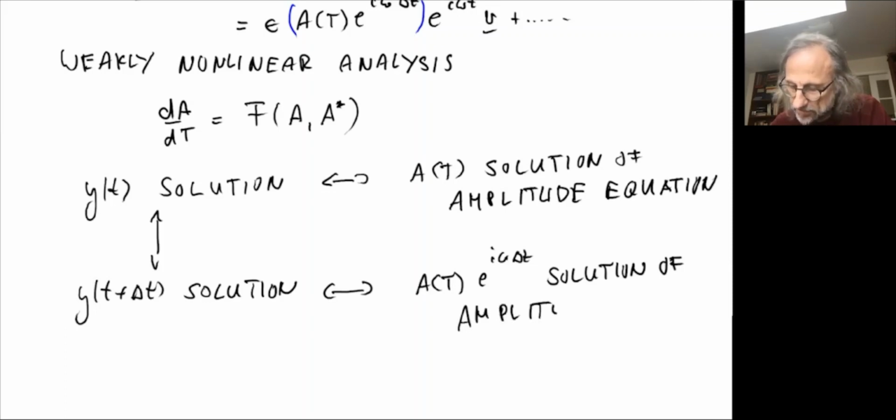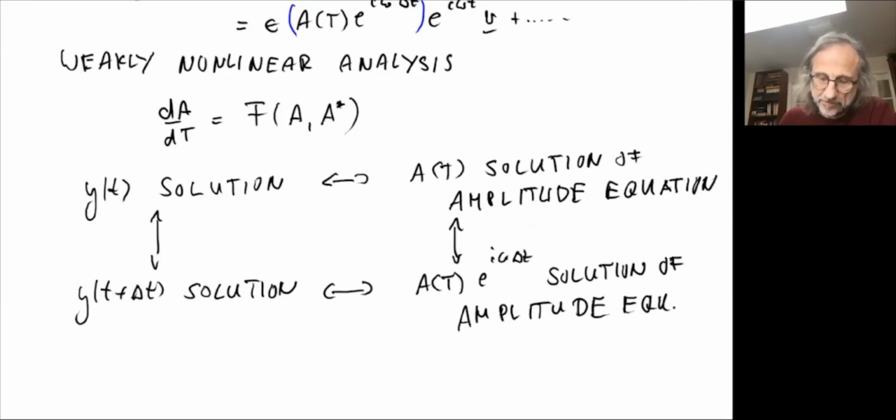And it's the same amplitude equation because the amplitude equation itself, meaning its coefficients, don't depend on delta t or the fast time. It only lives in the slow time. And so therefore, we know that if the shifted y is a solution of the original equation, this phase shifted object must be a solution of the amplitude equation. But it's the same amplitude equation that A solves. And so therefore, we also have an equivalence here: if A of t is a solution of the amplitude equation, then A of t times e to the i omega delta t is also a solution of the same amplitude equation.